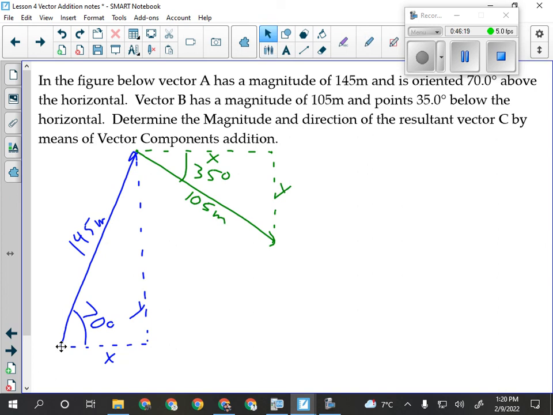Okay, so those would be my two vectors. 105 meters, 35 degrees below the horizontal, and 145 meters, 70 degrees above the horizontal. Now I still have to draw my overall displacement, or my resultant line, on there. What's that going to look like? Where's it going to go? Right, from the initial position to the final position. So it's going to look like this.